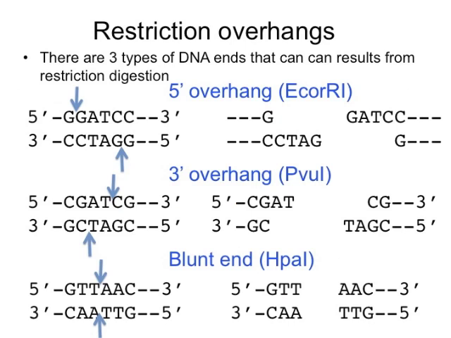Many enzymes cut the DNA in a staggered manner, leaving either a 5' overhang, such as EcoRI, or a 3' overhang. However, some other enzymes cut the DNA, leaving just a blunt end.